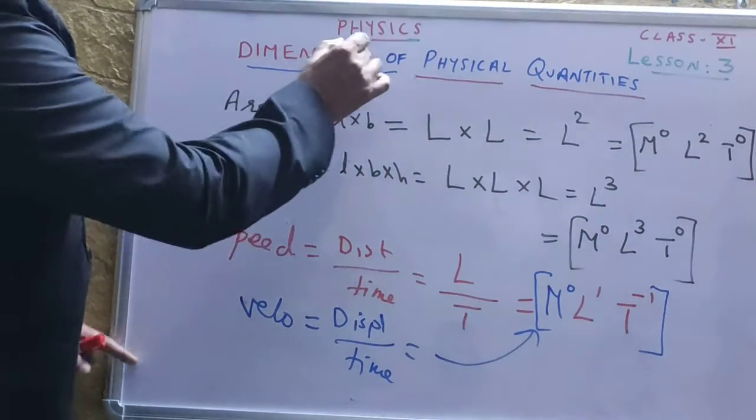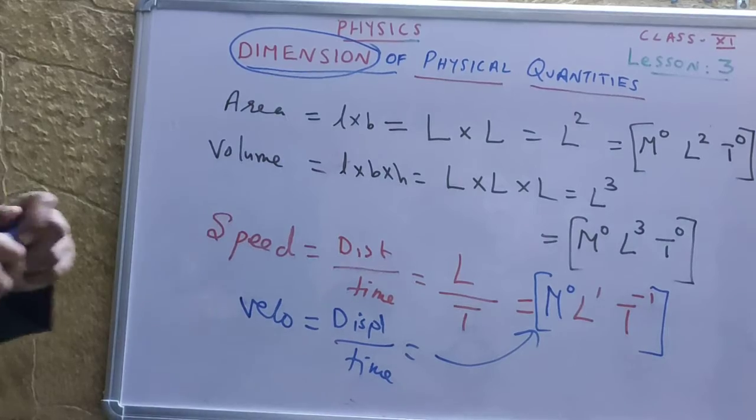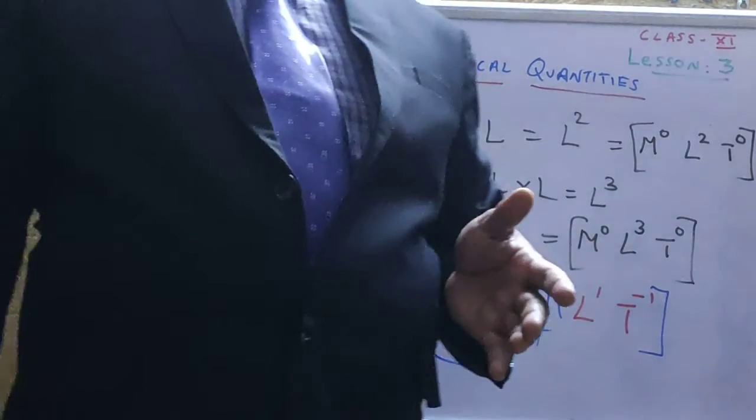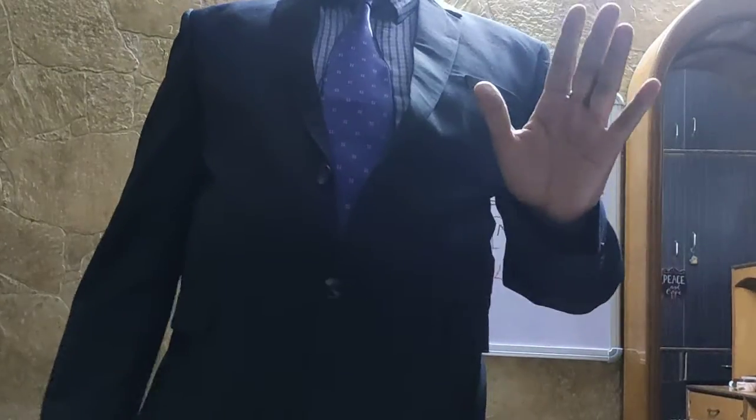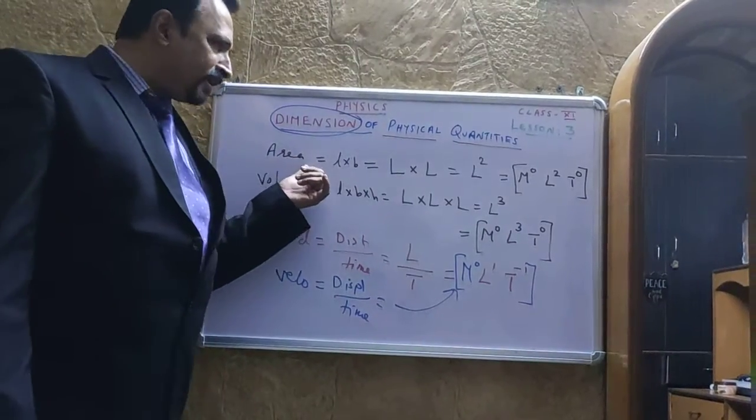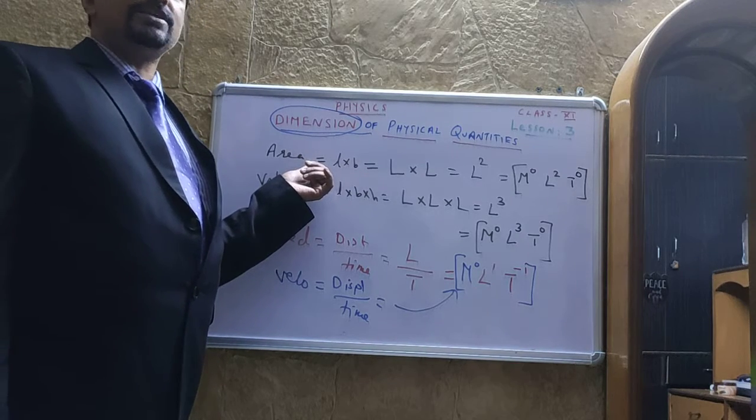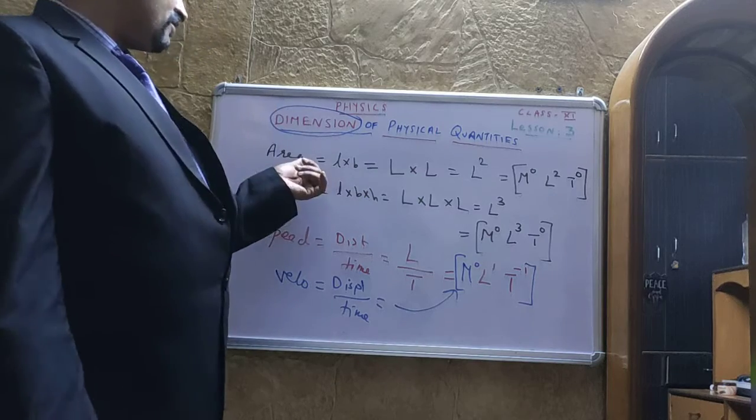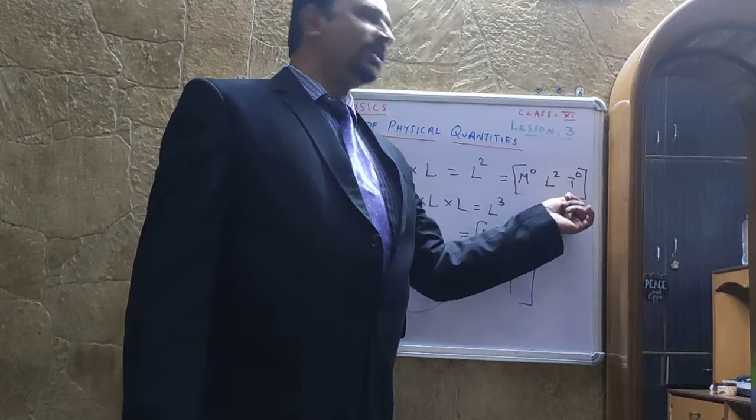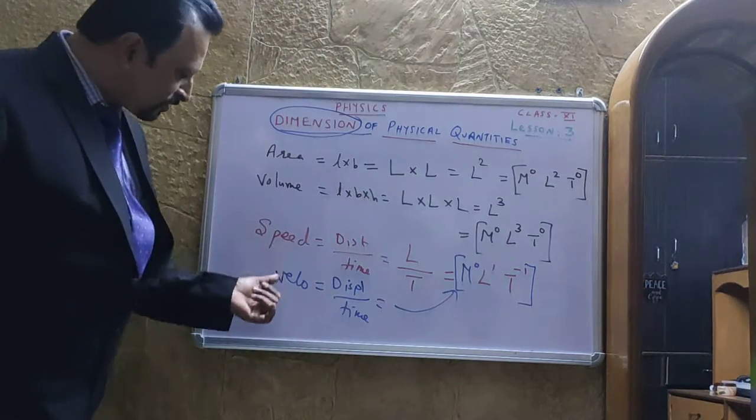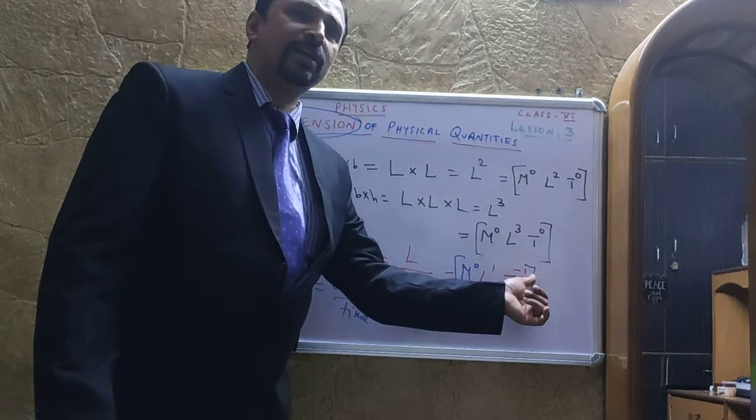Now what is the meaning of dimension of a physical quantity? You are familiar with the term dimension of this room. What is the meaning? Length, breadth and height. These are the 3 dimensions of this room. Is it right? Similarly, which are the dimensions of this area? I will tell you the answer. From that you can understand what is the meaning of dimension. Dimensions of the area are 0 in mass, 2 in length and 0 in time. Once again listen. Dimension of speed: 0 in mass, 1 in length and -1 in time.